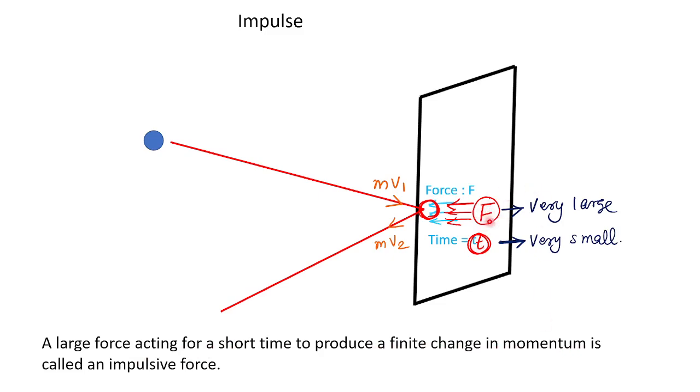Because of this F and T, the momentum change occurs. mv1 becomes mv2. A large force acting for a short time to produce a finite change in momentum is called impulsive force. So this large force is said to be impulsive force. It acts for a small duration of time. This results in change in momentum.